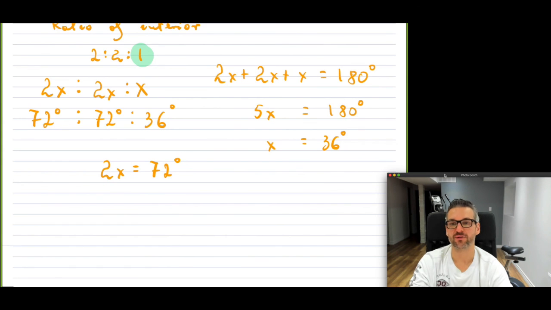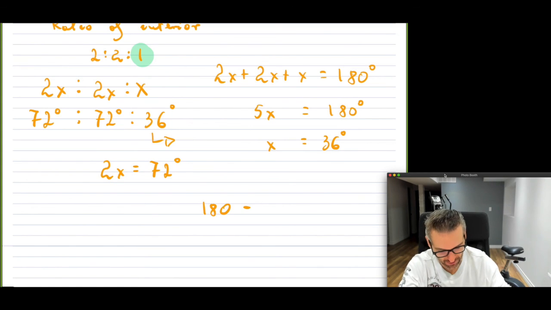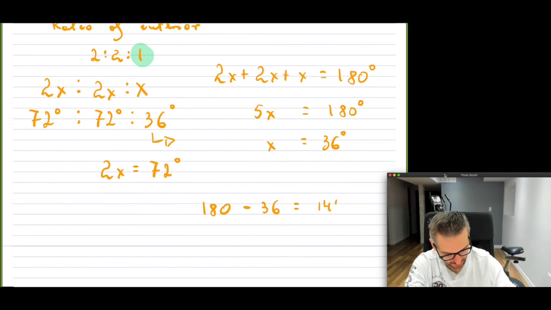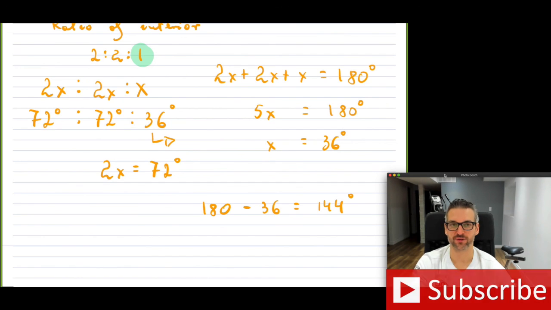And now you can find all the exterior angles if you wanted to. For example, the exterior angle of the 36 would be 180 minus 36. 180 minus 30 is 150, and then minus 6 is 144. So that would be one of the exterior angles. And you can do the same thing for the 72. 180 minus 72 would be 108. So you would find all your exterior angles.